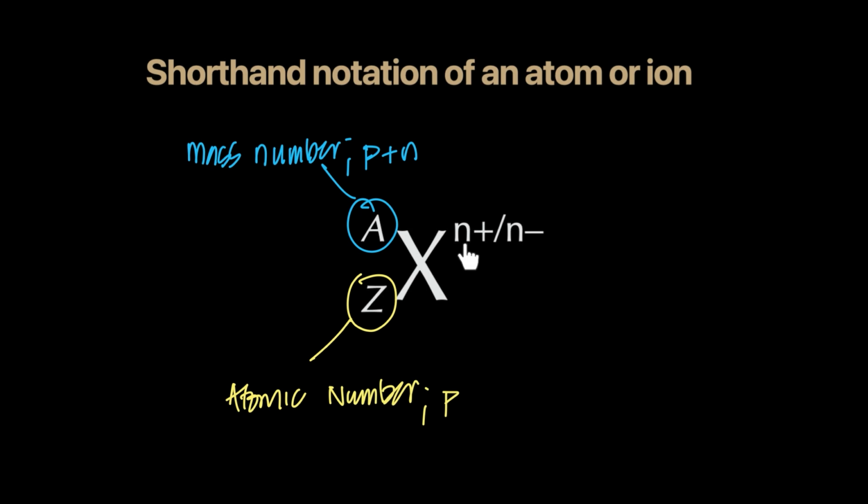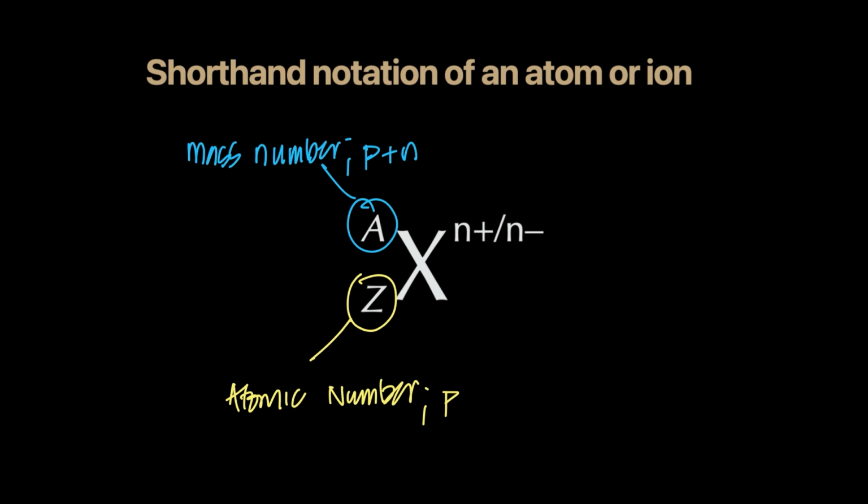But if it loses 1 electron, it'll have a charge of 1+. If it loses 2 electrons, it'll have a charge of 2+. That 2+ just means it has 2 more protons than electrons. And if it gains 2 electrons, then it'll have a charge of 2-, because now it'll have 2 more electrons than it has protons. So those are some of the symbols.